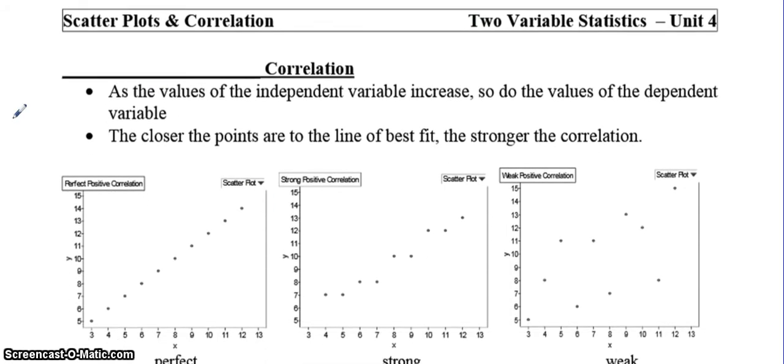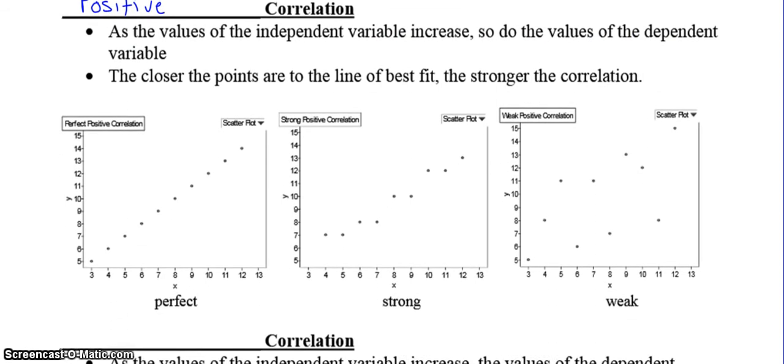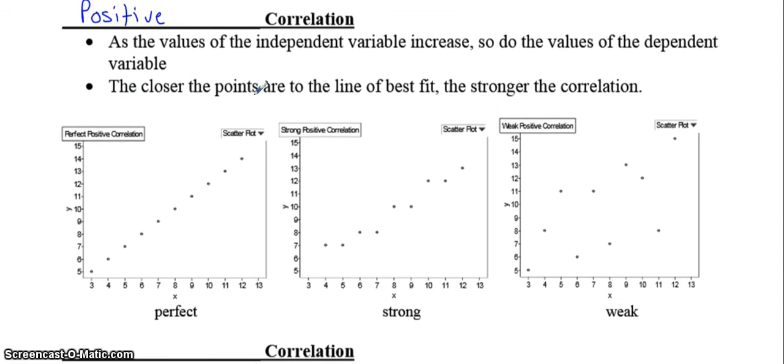So let's review the different types of correlation in more detail. So to start with, a positive correlation. As the values of the independent variable increase, so do the values of the dependent variable. So basically, it increases from left to right. The closer the points are to the line of best fit, the stronger the correlation. So in this first scatter plot here, all the points would be on the line of best fit. So that would be a perfect correlation.